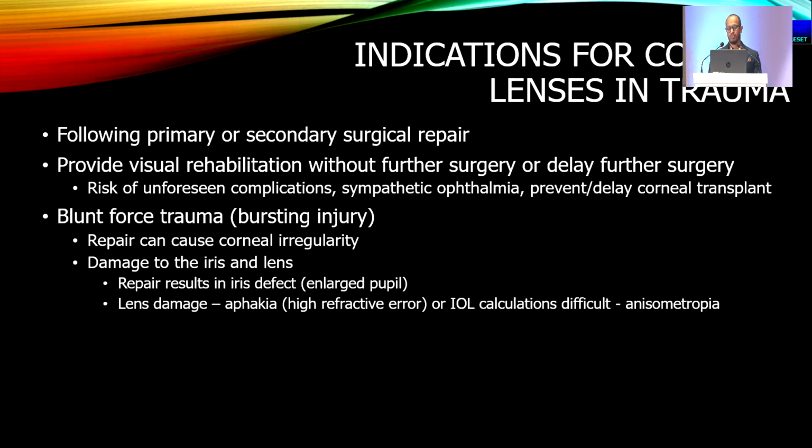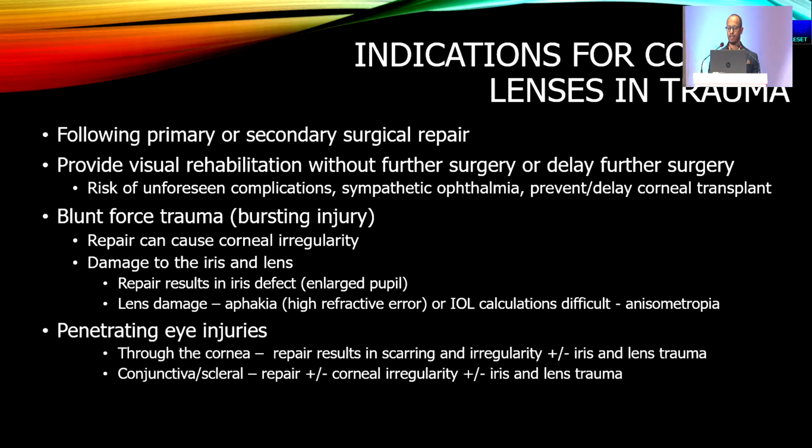With blunt force trauma or bursting type injuries, the primary repair can cause corneal irregularity, and it can also damage the iris and the lens itself, so the trauma itself. The repair can result in an iris defect with enlarged pupil. It can also have the lens damage. These patients can be left aphakic with a high refractive error, and of course, IOL calculations are difficult in these patients. They can be left with a high amount of anisometropia or antimetropia.